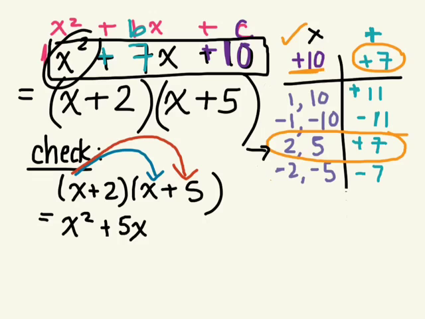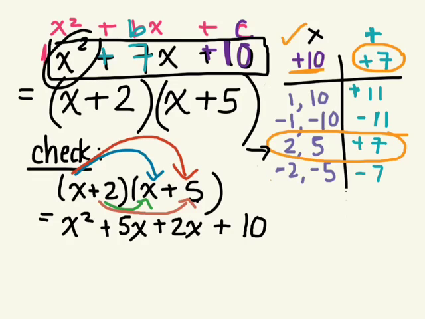Good. Then what am I going to multiply? The 2 times x. Good. Positive 2 times x is positive 2x. Good. And then finally, the last terms, 2 times 5. 2 times 5 is 10, yes.